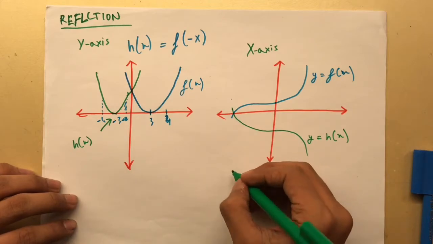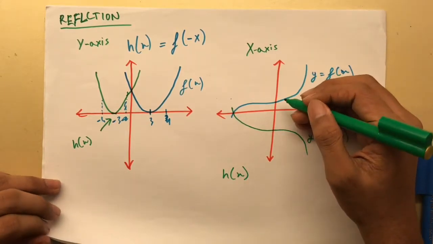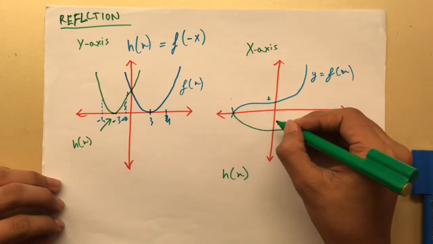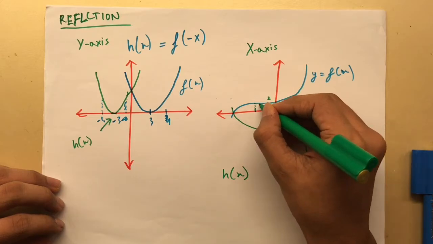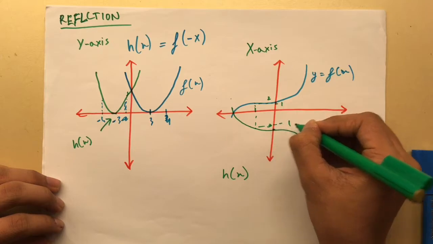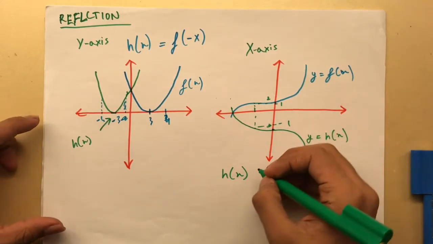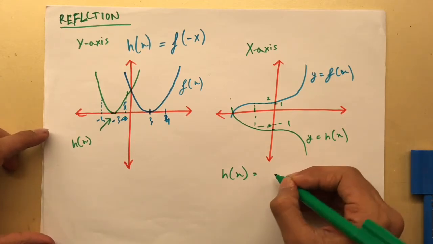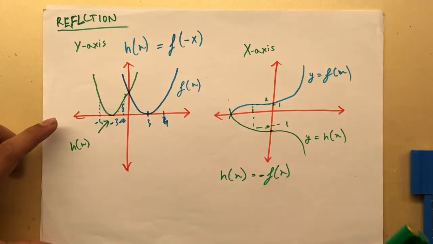So for all the positive outputs, I am actually getting a negative output. Like if this was 2, then this would be minus 2, and if this was 1, then this would be minus 1 at the same place. So what I'm basically doing is changing the sign of the outputs, and hence it would become negative f of x, because what I'm doing is changing the sign of the outputs.